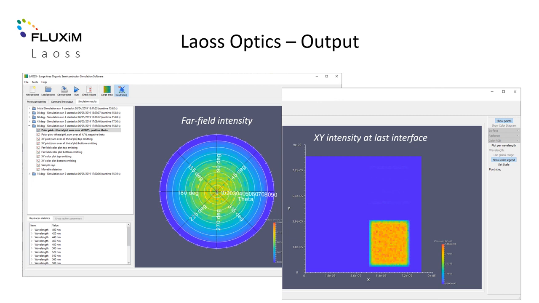There are several plots readily available in the results section of Laoss. The polar plot reflects the far-field intensity that could be seen by an observer looking at the device or a detector that is used for characterization. The XY shows all the rays that penetrate the last interface, independent of their angle of incidence. This view can be used to look at the microscopic scale.